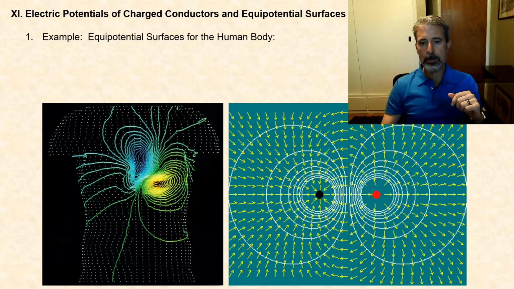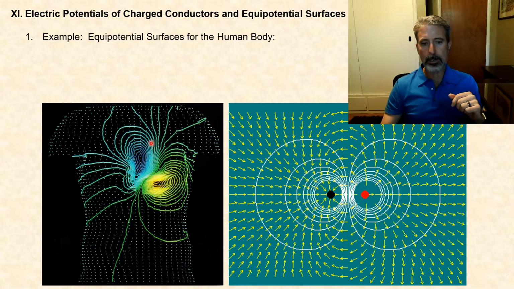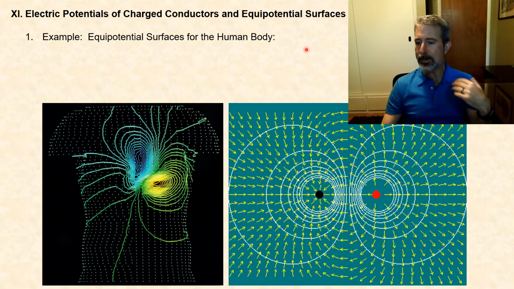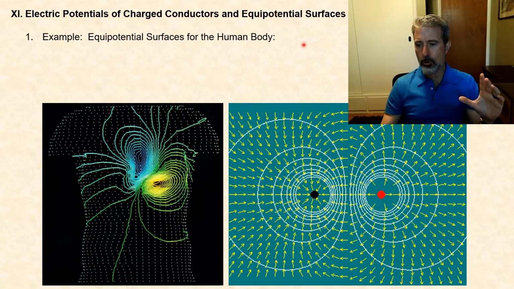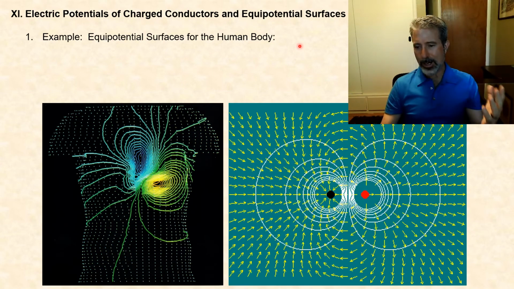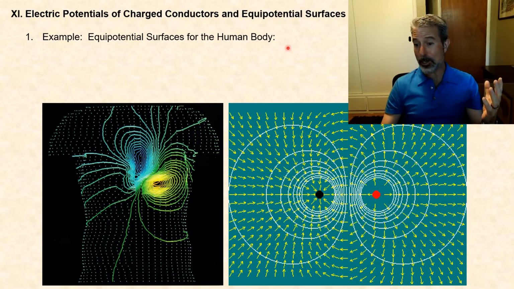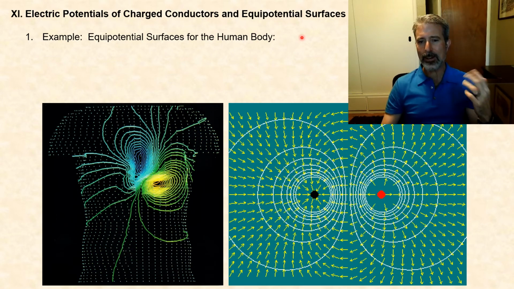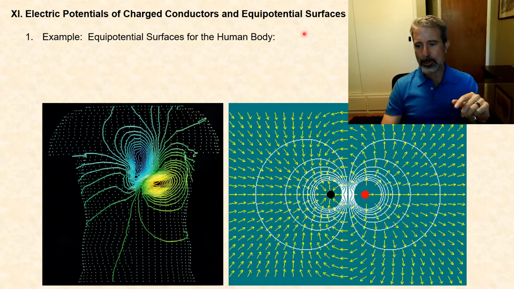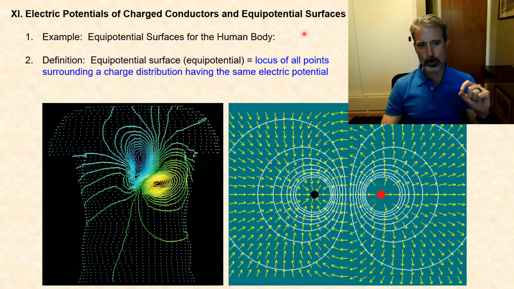So as you see in the picture here, these lines are what we call equipotential surfaces. And as we'll see today, they're very similar to the contour lines you would see on a contour map, if you have ever looked at a topographical map, which you could use when you're backpacking in the Sierras, for example. So let's take a look at what we mean by an equipotential surface.